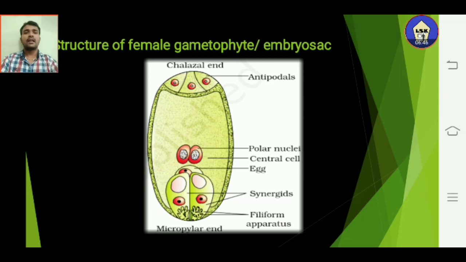And at the center, you can see 2 haploid nuclei. They are called polar nuclei. At the time of maturation, at the time of fertilization, they will fuse together. And that leads to the formation of a secondary nucleus. So till here, the pre-fertilization events and the structure. Next, we will discuss the fertilization event, followed by the post-fertilization event. So that will be discussed in the next session.